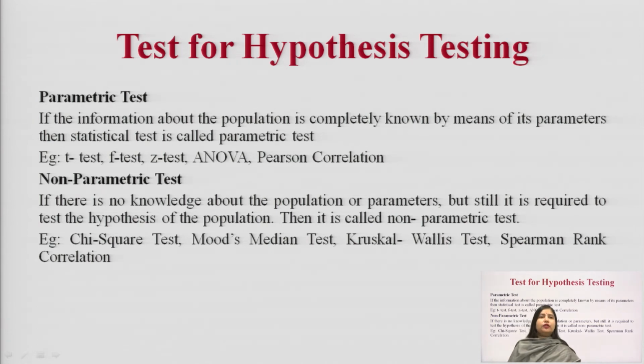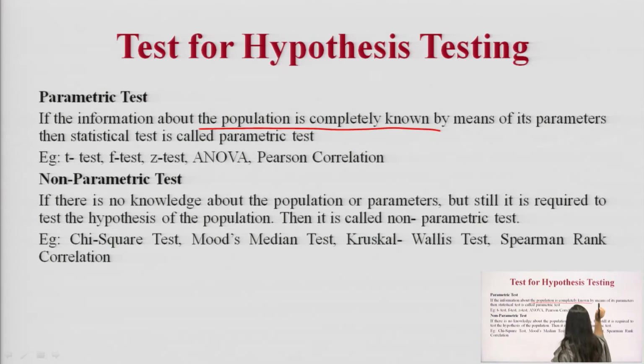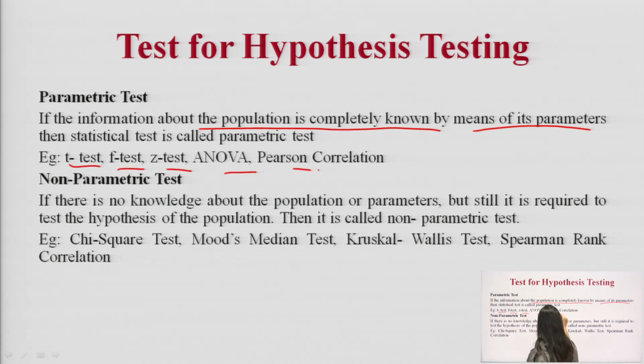Here we see what type of test is a parametric test and what type of test is a non-parametric test. A parametric test is used when the information about the population is completely known by means of its parameters, and what type of statistics do we use? We use the t-test, z-test, F-test, ANOVA and the Pearson correlation.